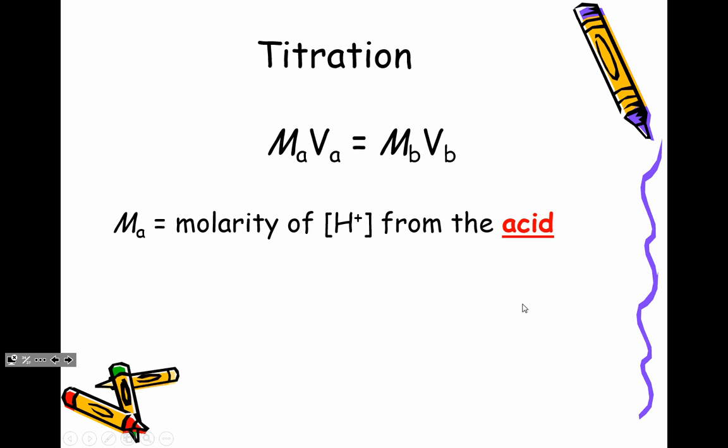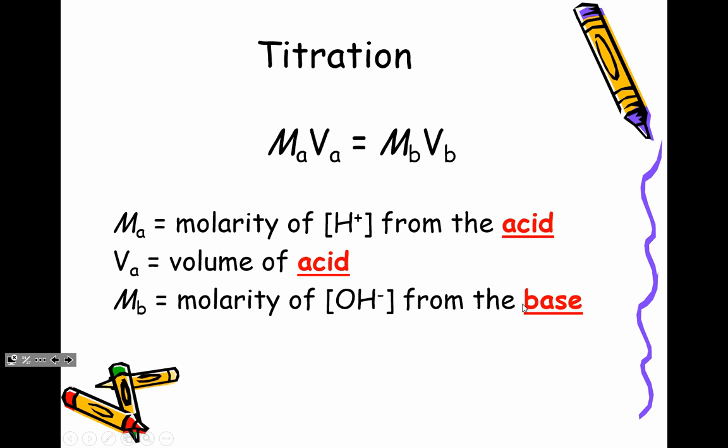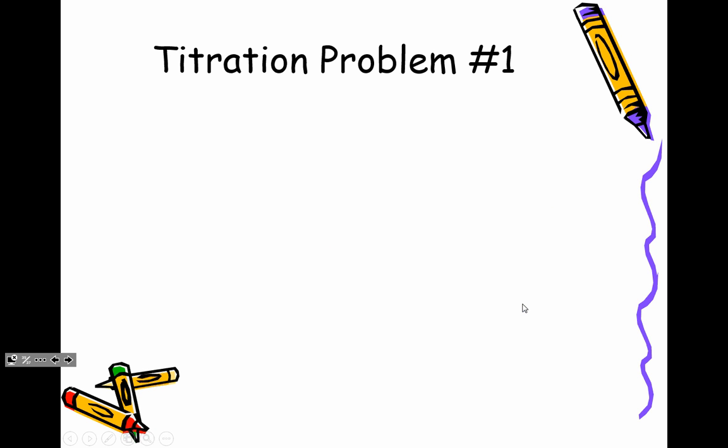But the reality is we can deal with more complex situations with this as long as we look at it as not the molarity of the acid, but the molarity of the H+ from the acid and the volume of our acid, and the molarity of the OH- from our base and the volume of the base. We can deal with, using this equation, if we're careful, really any acid-base titration. But most of the time, we're going to be looking at a single hydrogen, single hydroxide. So the H+ will equal the concentration of the acid, and the concentration of the OH- will equal the concentration of the base for the ones that we're typically looking at.